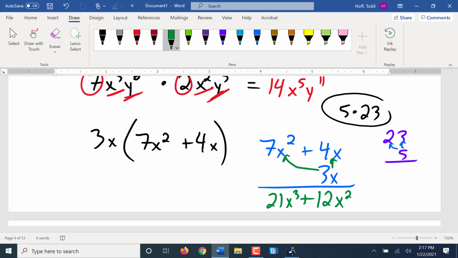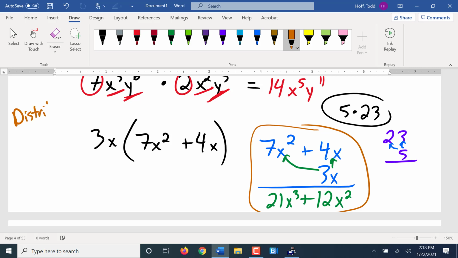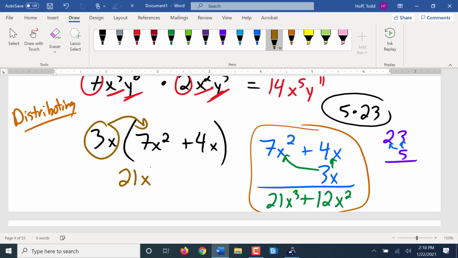Now this takes a little bit of space, and we have to rewrite the problem. So if you took algebra or even pre-algebra, you were taught a shortcut called distributing. To distribute, we do the same process, just backwards, and we do it kind of in the same spot here. So what's 3x times 7x squared? 21x to the third. 3x times 4x. 12 is positive, so plus 12x squared.